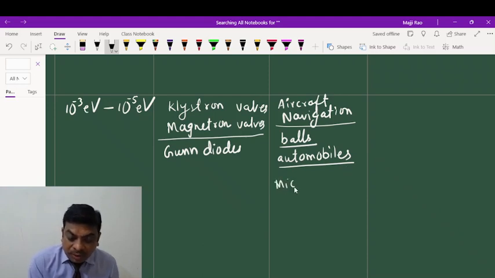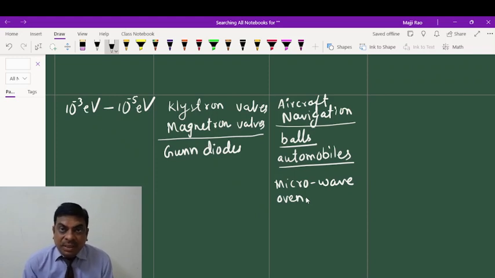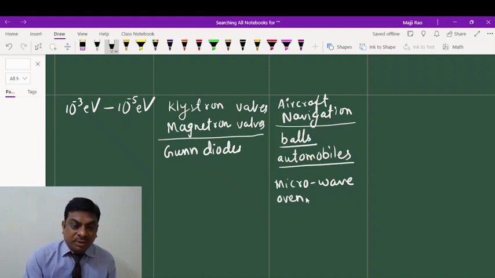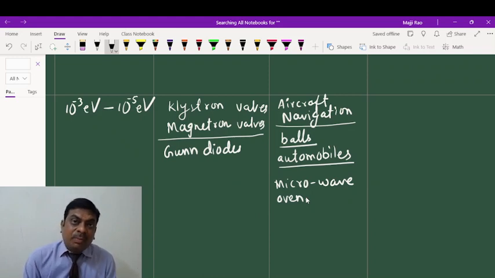And most important of all, hopefully we all know this, we have the microwave oven. All of us nowadays have this microwave oven because it comes very handy in heating or boiling anything. So basically, the foodstuff is irradiated with microwaves.